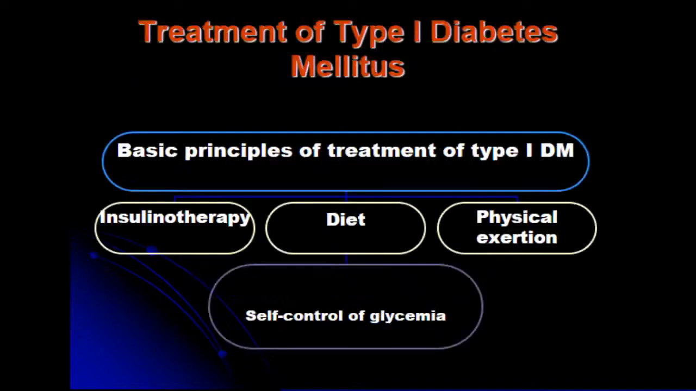The following information relates to treatment of diabetes mellitus type 1 in children. Basic principles of treatment of diabetes mellitus: insulinotherapy, diet number 9, physical exertion, and self-control of glycemia.